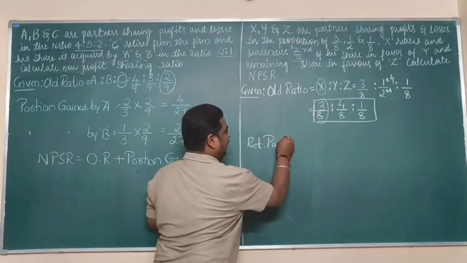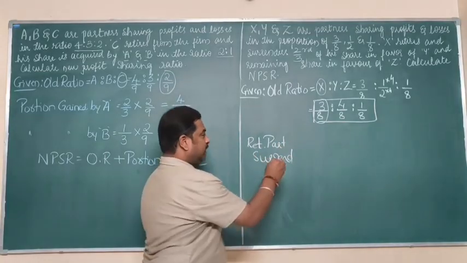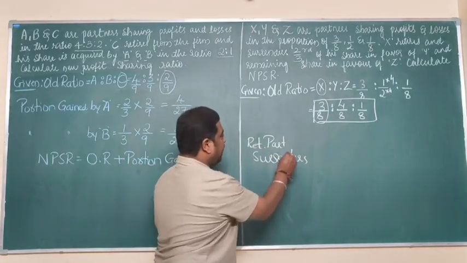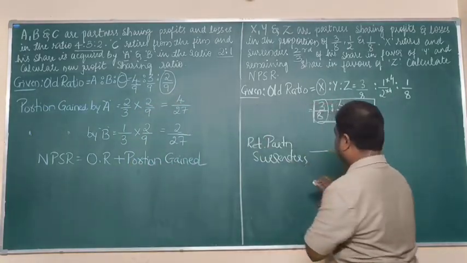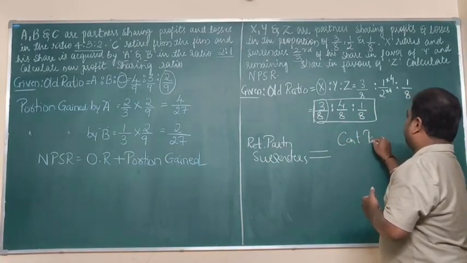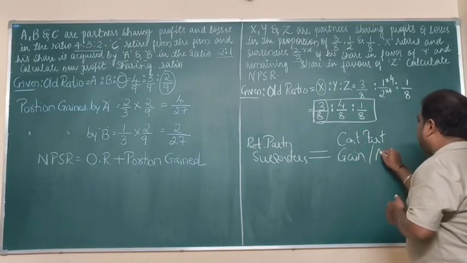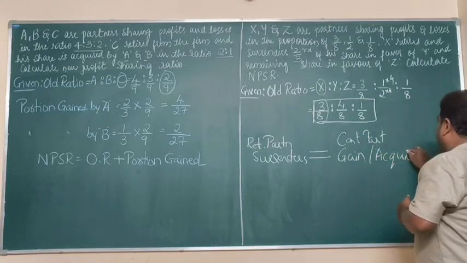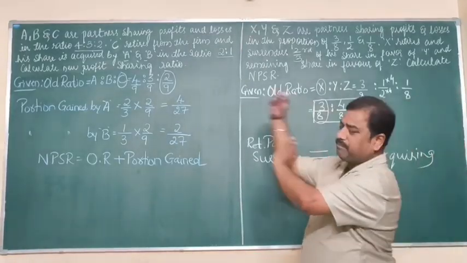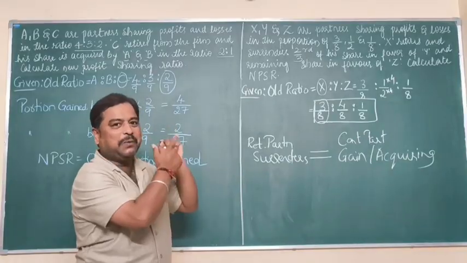Retiring partner is surrendering. Surrenders. What does it mean? Try to analyze the words here. If retiring partner is surrendering, it means what? The continuing partners are gaining, or they are acquiring. Both mean the same here. Same problem only. Slightly they have tried to play with the English language here.